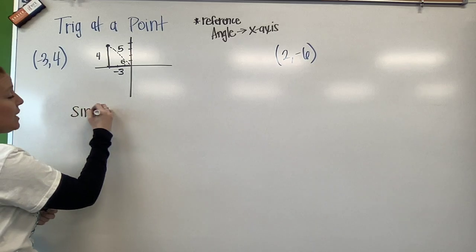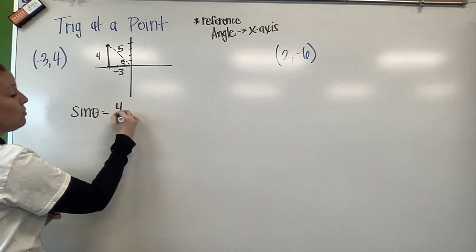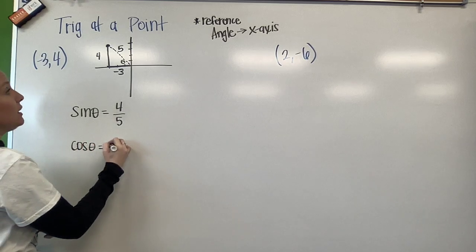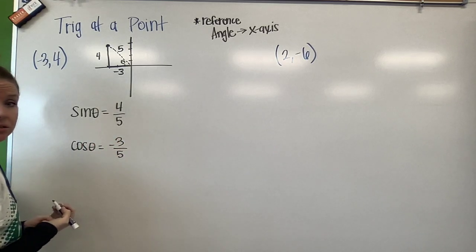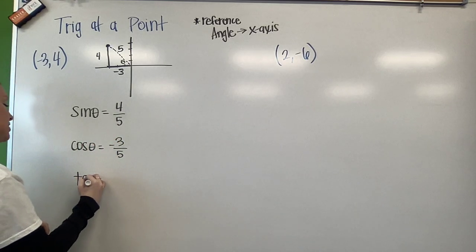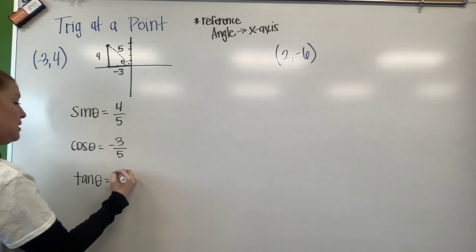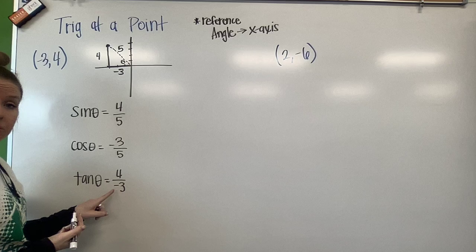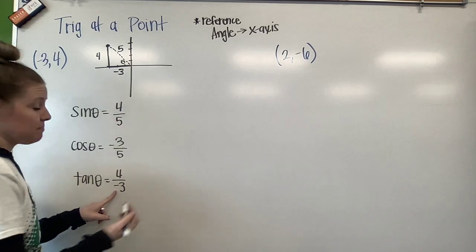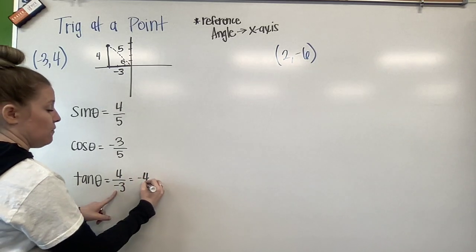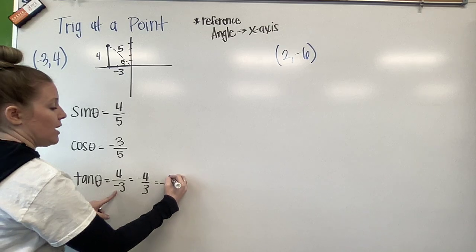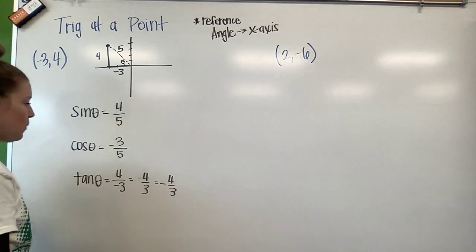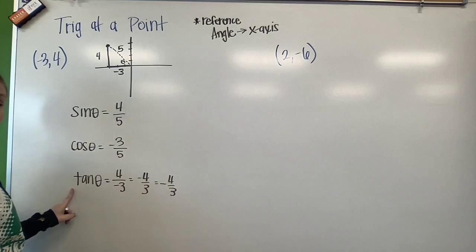My sine of theta is opposite over hypotenuse. Cosine of theta is adjacent over hypotenuse. And my tangent of theta is opposite over adjacent. Typically, we don't like negatives in the denominator, so you could write that as -4/3 or -4/3, either way. So we have our 3 trig functions.